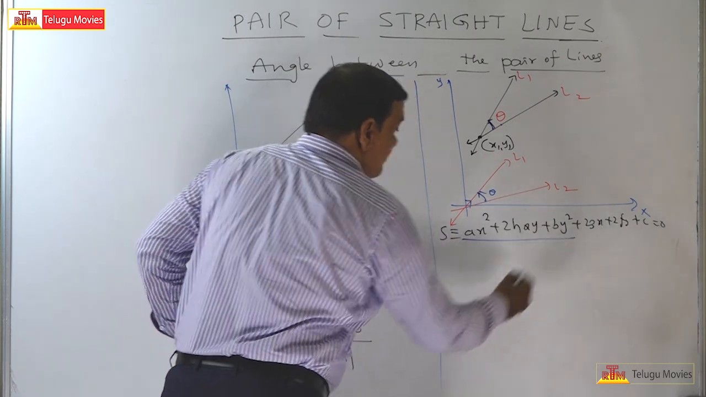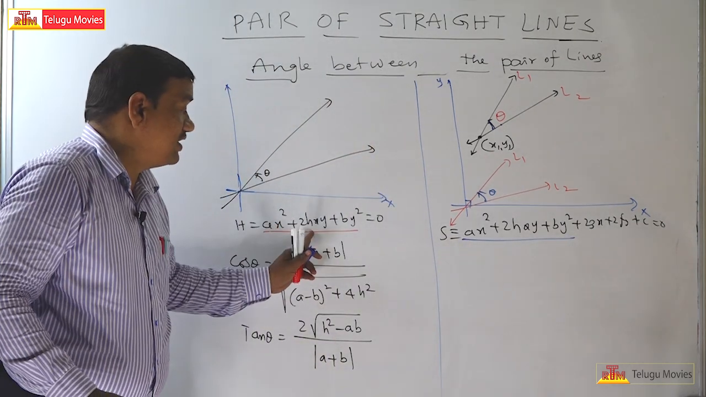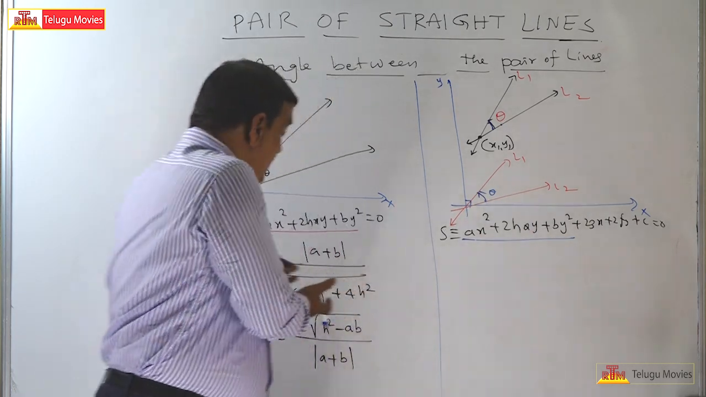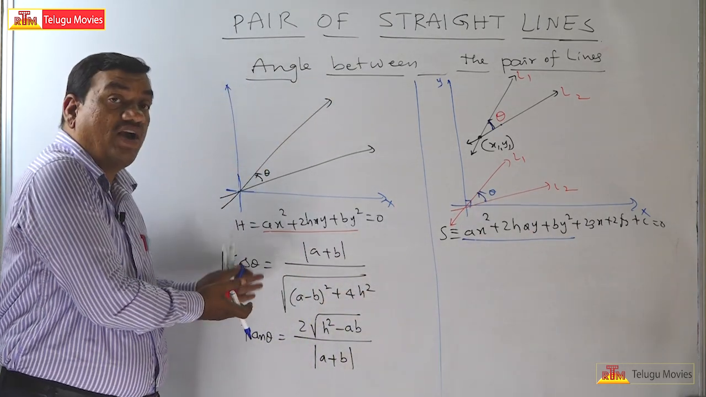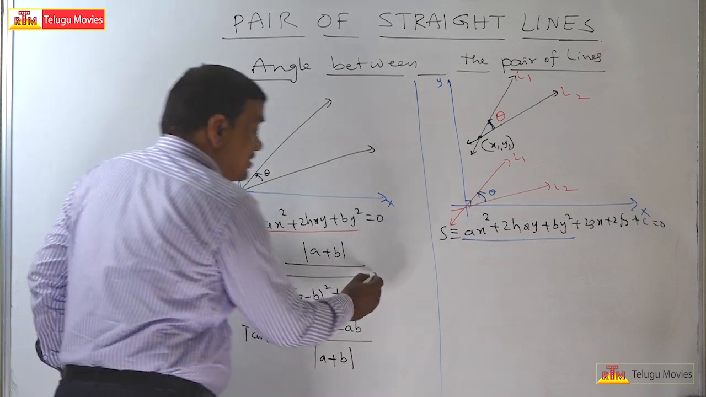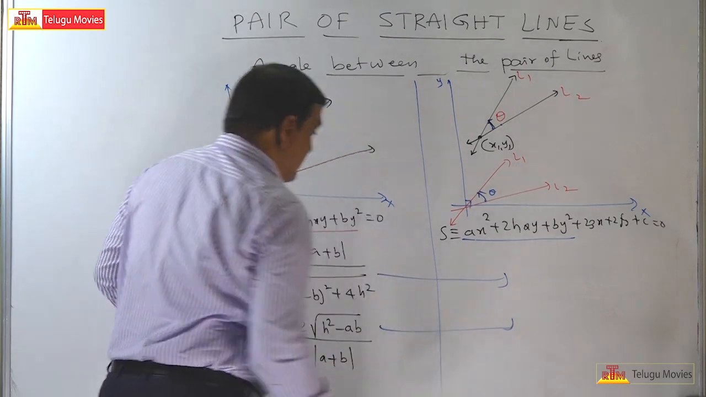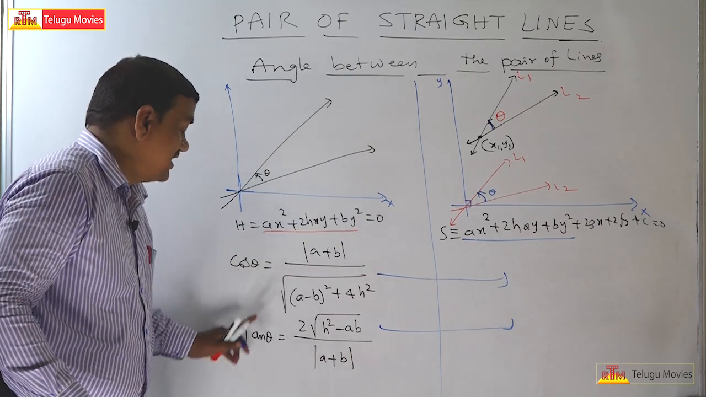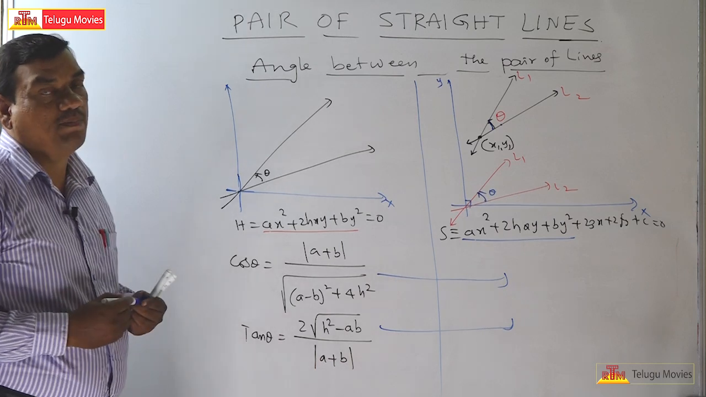Because here also the same equation, ax square plus 2hxy plus by square. Here also ax square plus 2hxy plus by square. In this formula there is no need of any g value, f value, c value. So the same formulas apply here. So for this also the same concept, formulas cos theta, tan theta, the same formulas will apply.